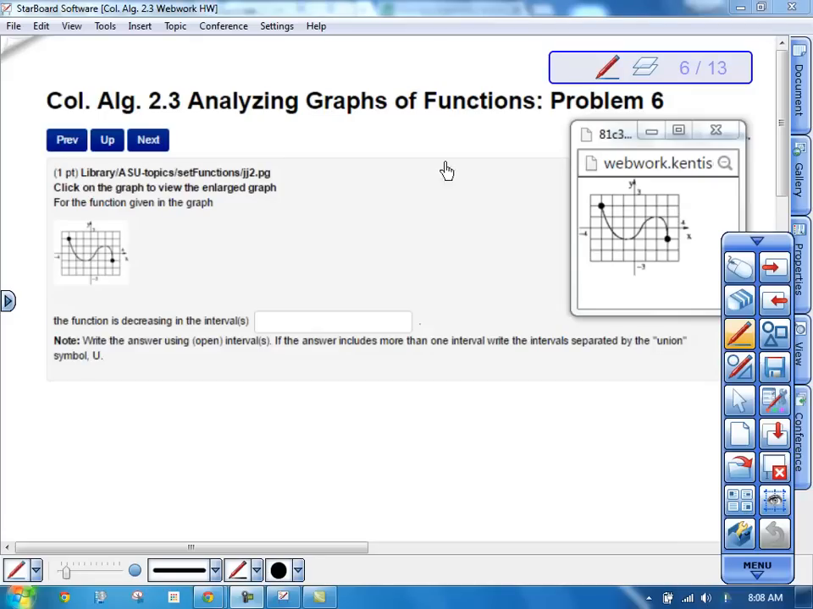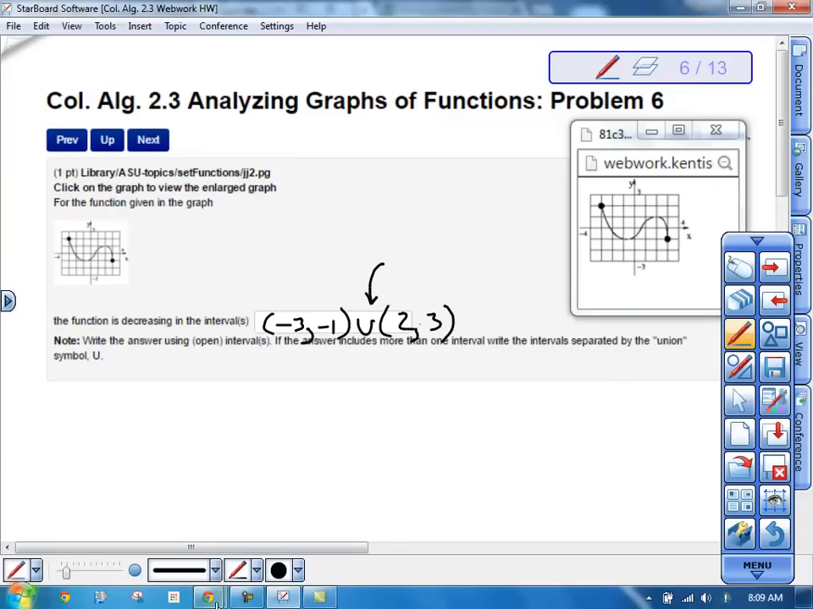Okay, the next problem is problem 6. Here's the function. It's a little hard to see, but it asks where it's decreasing. Decreasing from -3 to -1. So let's say -3 to -1. But it's also decreasing from 2 to 3. 2 to 3 right here is going down. So I have to give both those intervals.